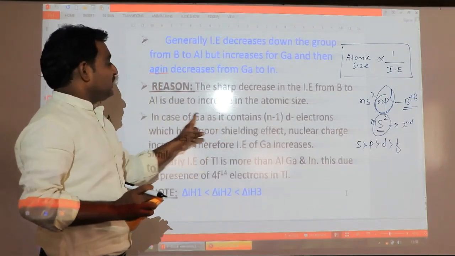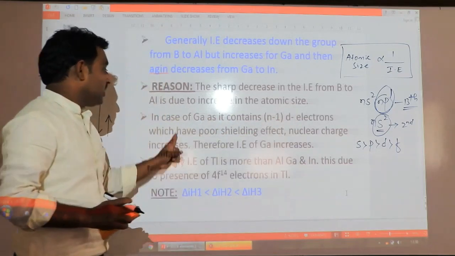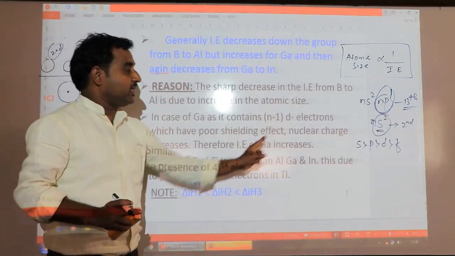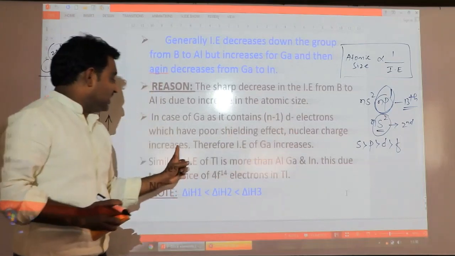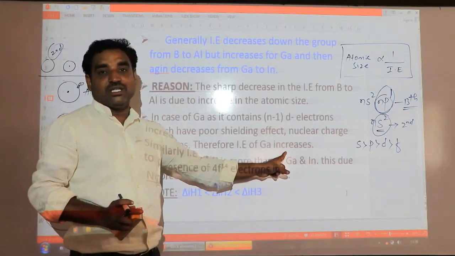So that is in the case of gallium, as it contains n-1 d electrons which have poor shielding effect. Due to that, nuclear charge increases, therefore the ionization enthalpy of gallium increases.